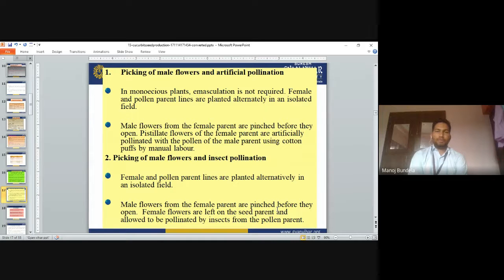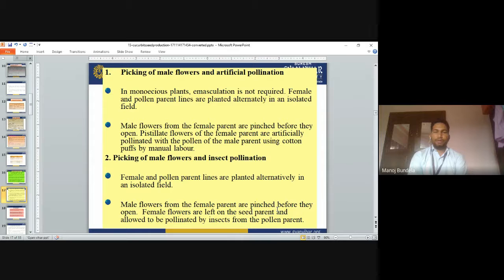Picking of male flowers and artificial pollination. In a monoecious plant, emasculation is not required. The female and pollen parent lines are planted alternately in an isolated field. The male flowers on the female parents are pinched off before they open. The pistillate flowers of the female parents are artificially pollinated with pollen from the male parents using cotton puffs.